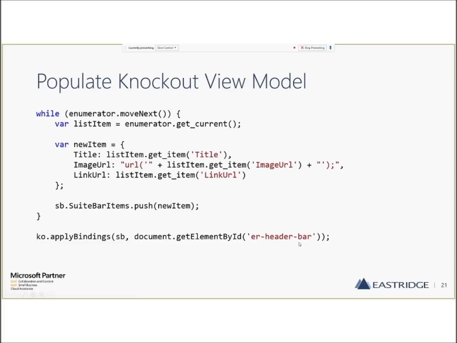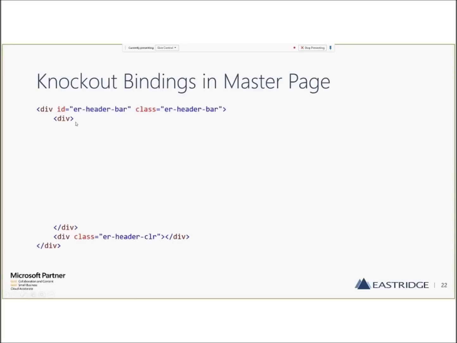So what's an ER header bar? Well, that's an ID. That's an ID of a div. This is actually one of the changes that I had to make to the master page. This is the Knockout section of the master page for the suite nav. The ID is ER header bar. And what we have here is a UL, an unordered list full of LIs.